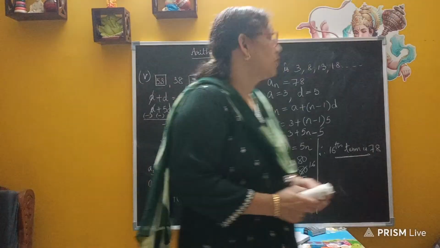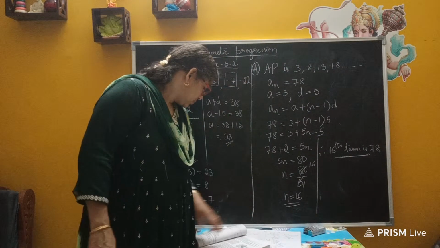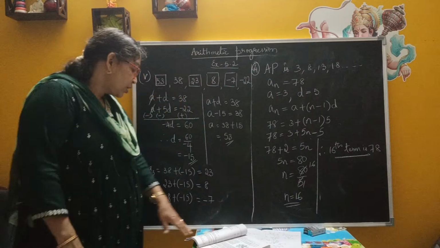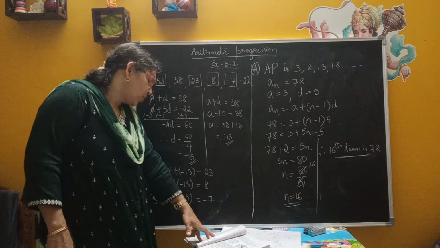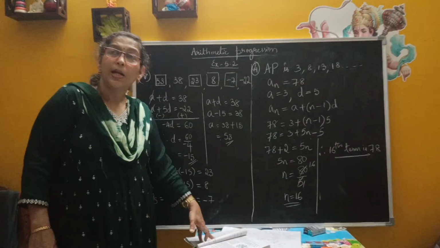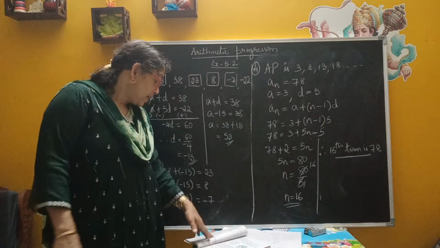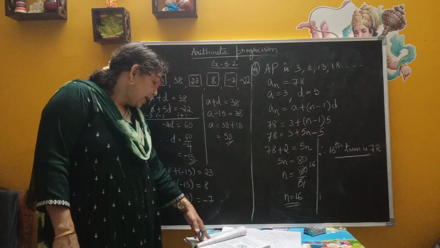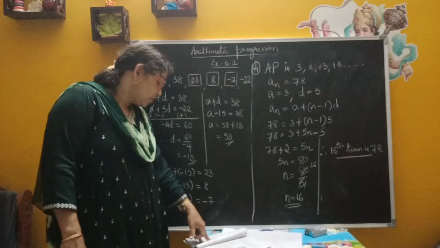Now, let us go with the next problem. Your fifth one is also of the same kind. Find the number of terms in each of the following APs. So, we need to find the value of n. Same type of problem. An is also given. In the first case, the an value is 205.